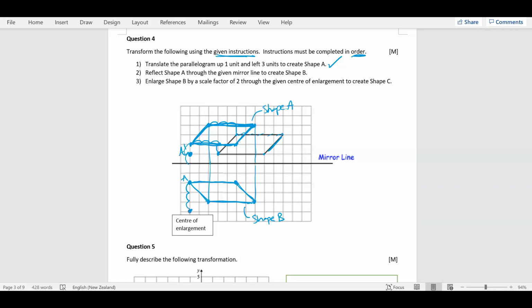We're going to do the same for the next point here. We can see that goes up 1 across 2. So we're going to go across a bit more.